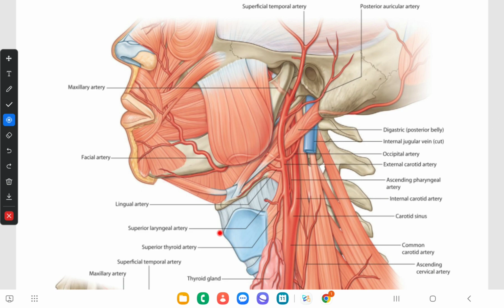Today I am going to discuss the external carotid artery. From this video you will learn about the course of the external carotid artery, the branches, as well as the relations of the external carotid artery.